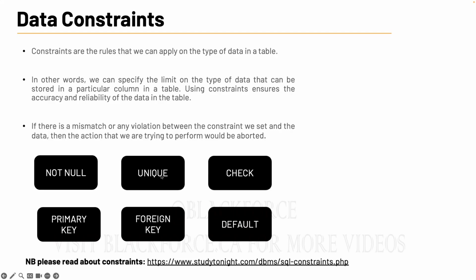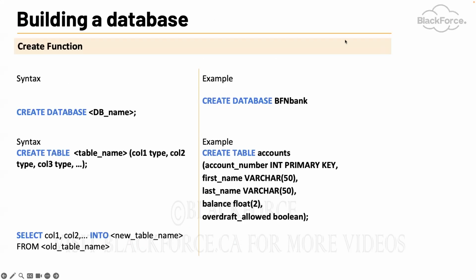Unique means every data point in that column must be unique, so no repetition. Primary key, foreign key, default. There are many things we would take a look at, but I have a link here for more information on constraints that you could refer to. But all this is just explaining how relational databases work and how the data in them is.